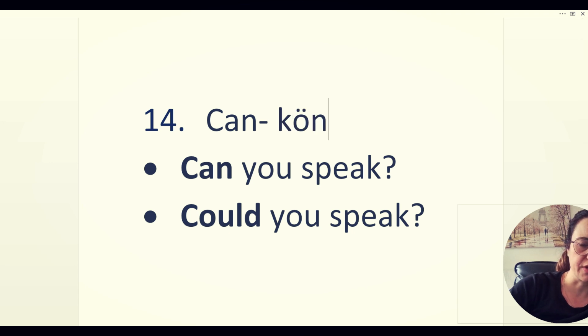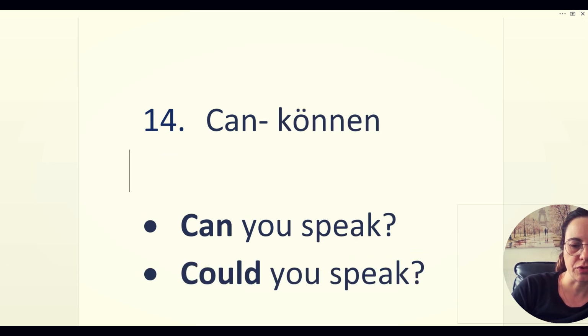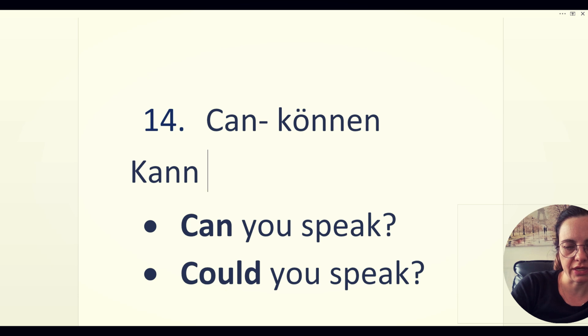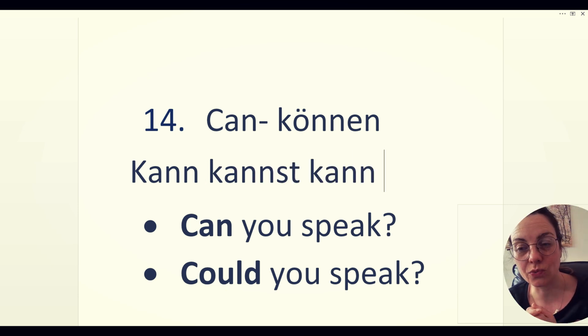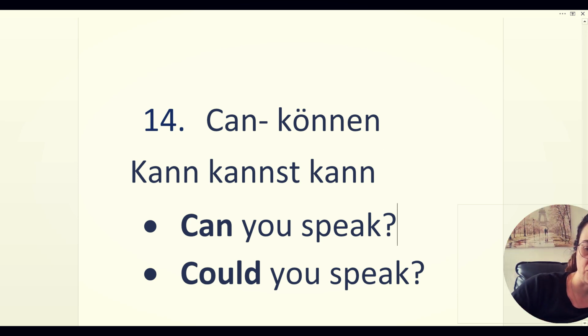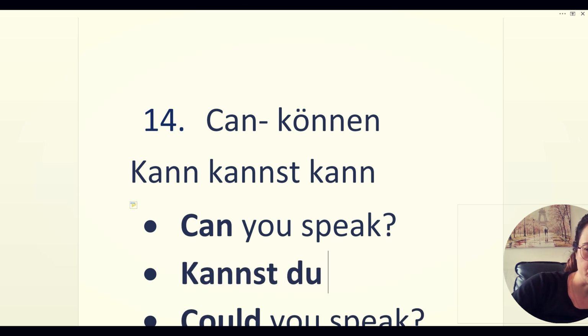Can is können, and that's a modal verb. Modal verbs are irregular. Ich kann, du kannst, sie, es kann. A similar thing with ich weiß, du weißt, sie, es weiß. That is, the first and third person singular have the same form. Kann. So "can you speak" would be "kannst du sprechen".